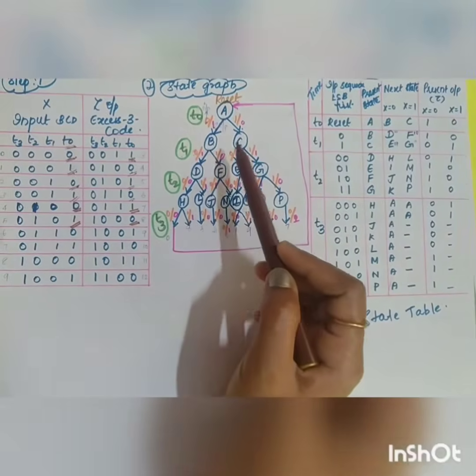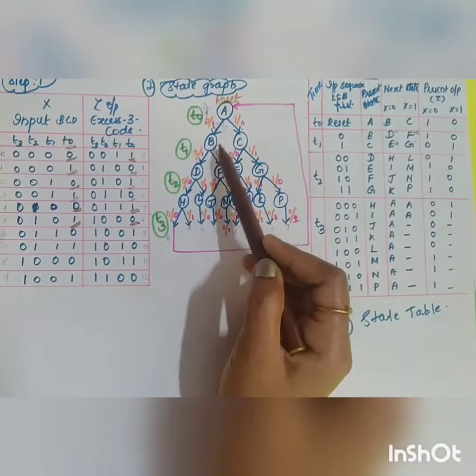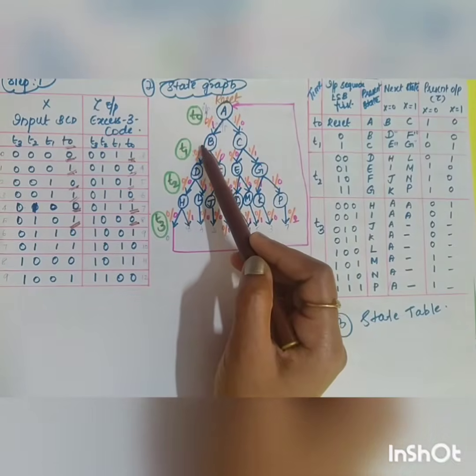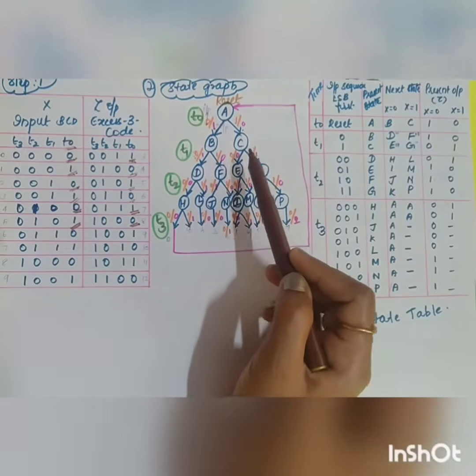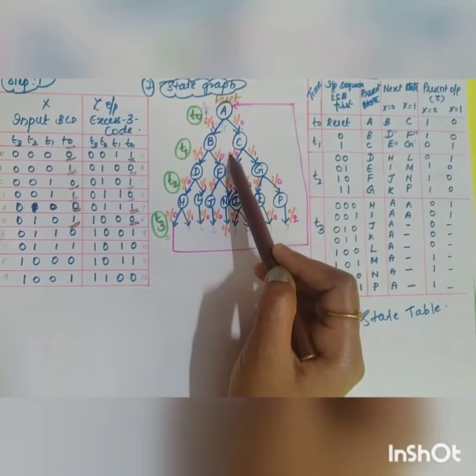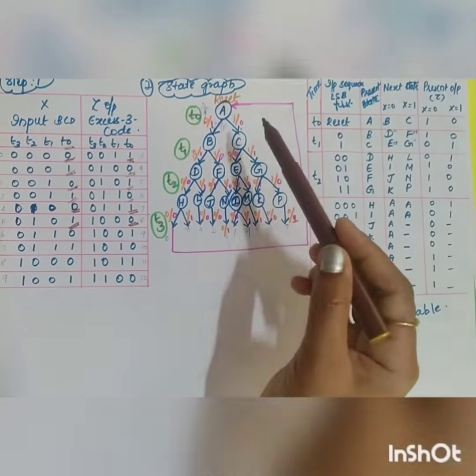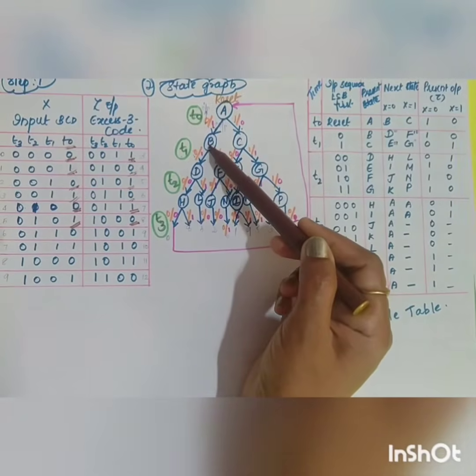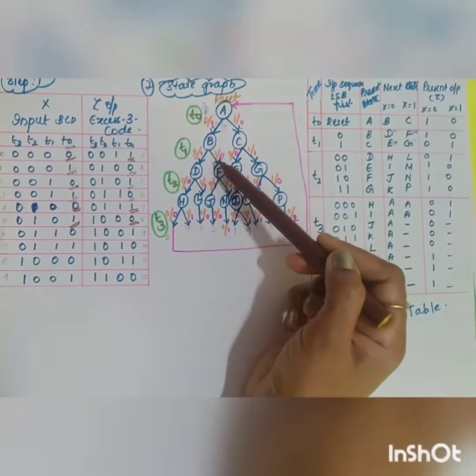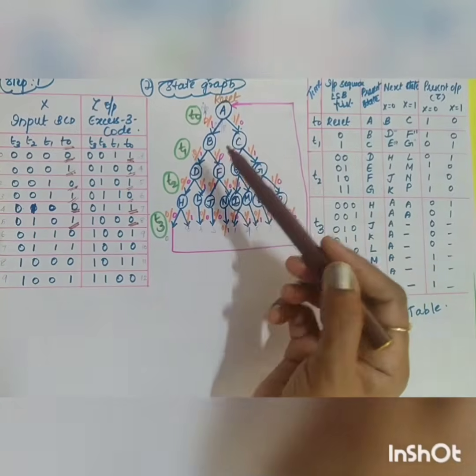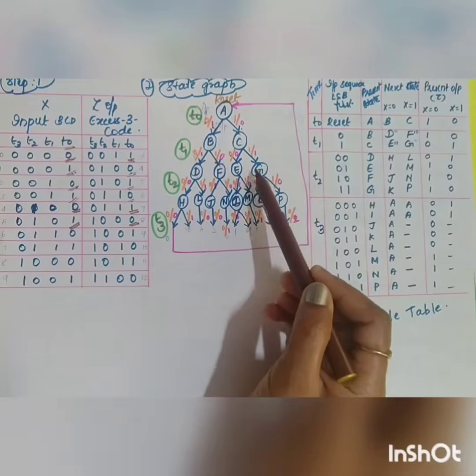When it is in state B and C, again it has two inputs. The input can be either 0 or 1 from B, and similarly from C also the input can be 0 or 1. So from B with input 0 or 1 and from C with input 0 or 1, it goes to the states D, F, E, G.